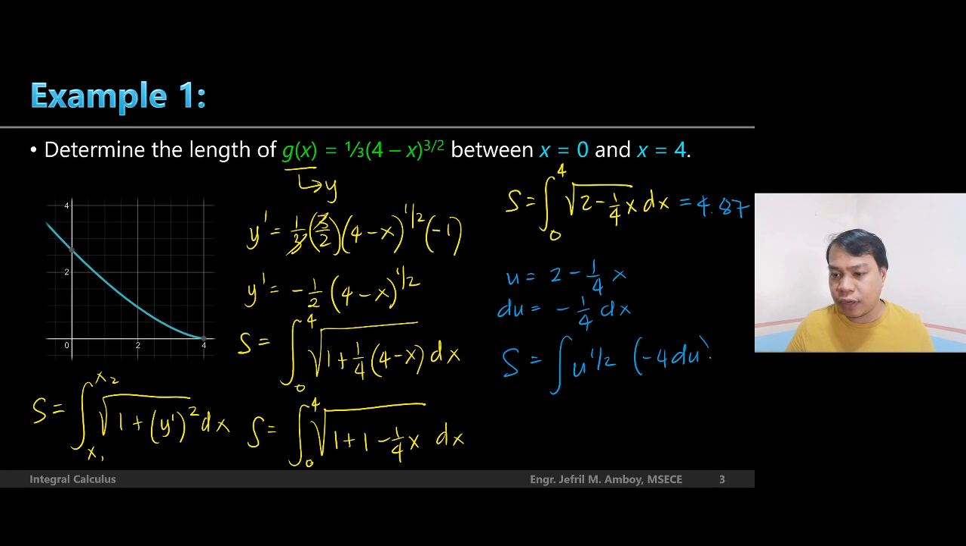Okay? Negative of 4 times du. So, the answer here will be negative 4 multiplied by u. Kapag in-integrate mo yung u to the 1/2, magiging 1/2 plus 1 is 3/2. So, 2/3. So, we have 2/3 and then u, kung saan ang u natin ay 2 minus 1/4 x, raised to 3/2.